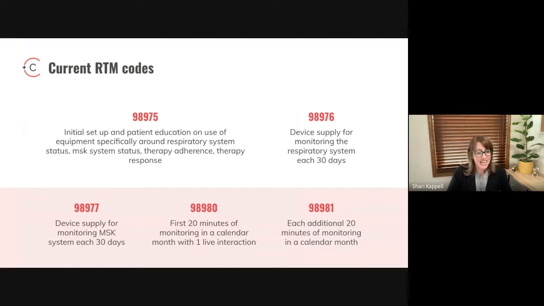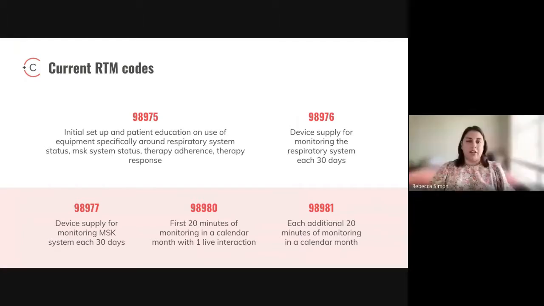The 98980, pardon me, I'm so used to saying the RPM codes. The 98980, the first 20 minutes of monitoring in a calendar month with one live interaction, and the 98981, each additional 20 minutes of monitoring in a calendar month. So they do mirror and are very similar to your RPM codes. They're just in the medicine section of your CPT book.